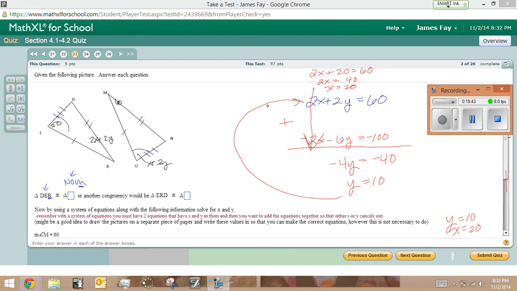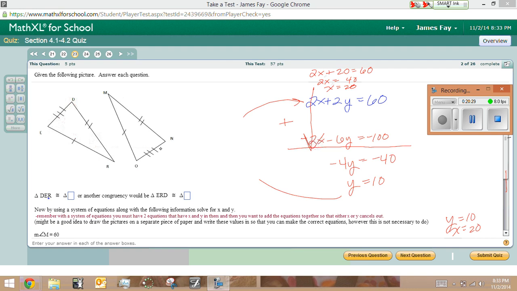The next part of this asks you to find the measure of angle D, which is this angle here. Well, right now we know this angle to be 50, and this one is 2 times x, so 2 times 20 plus 2 times y being 10. So that's 40 plus 20 is 60. So we got 60 and 50. That adds up to 110. So angle D then has to be 70 in order for those three angles to add to 180.